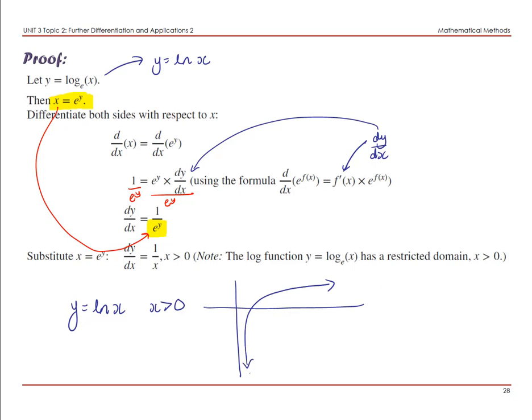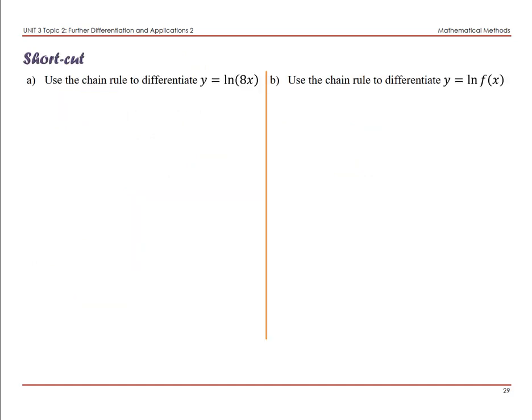it looks like that. So you have an asymptote at x equals 0, and x is greater than 0. And that point there is 1. So let's come up with that shortcut.